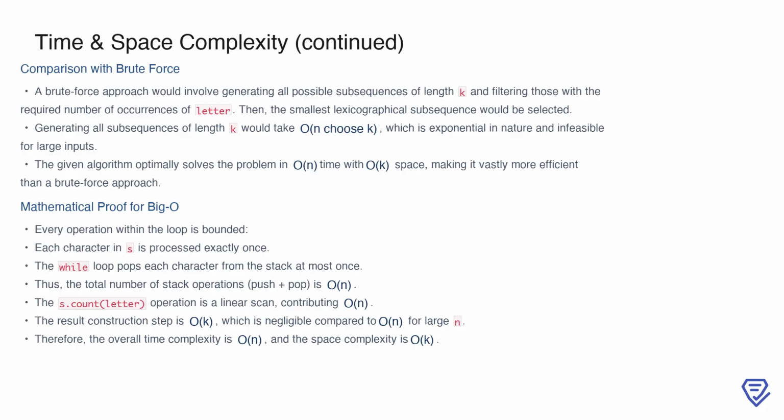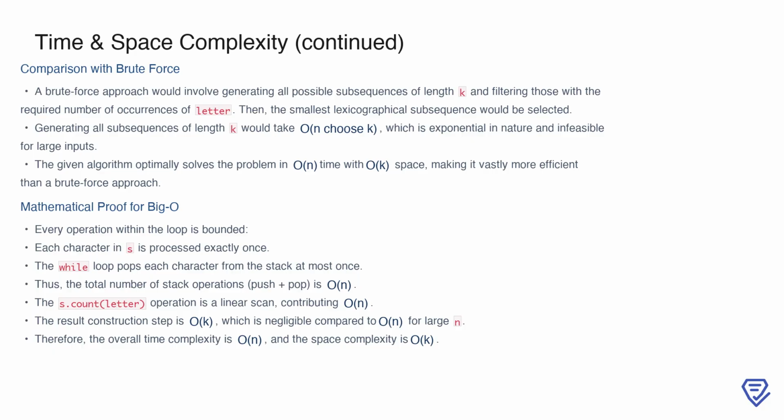Finally, let's compare this approach to a brute force solution. A brute force method would involve generating all possible subsequences of length k and filtering those with the required number of occurrences of the target letter. Afterward, the smallest lexicographical subsequence would be selected. This process involves generating n choose k subsequences, which is exponential and computationally infeasible for large inputs. In contrast, the given algorithm solves the problem optimally in O(n) time and O(k) space, making it significantly more efficient.